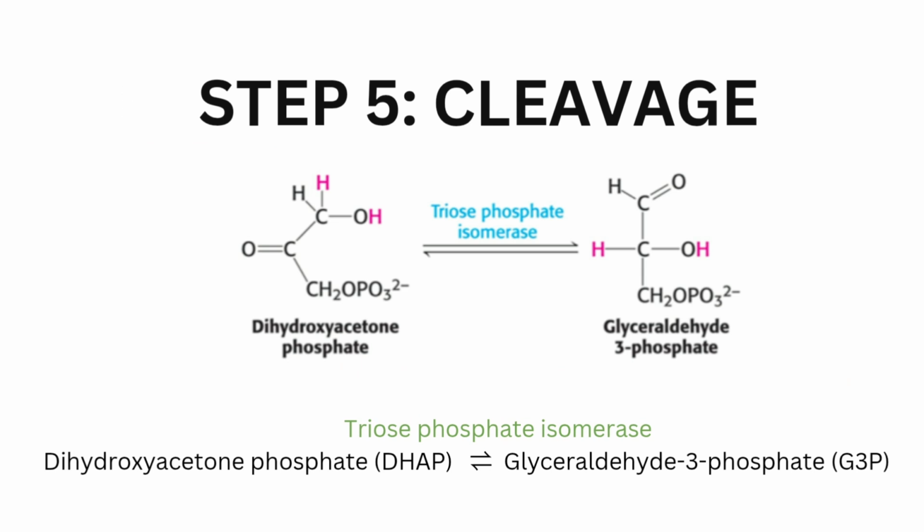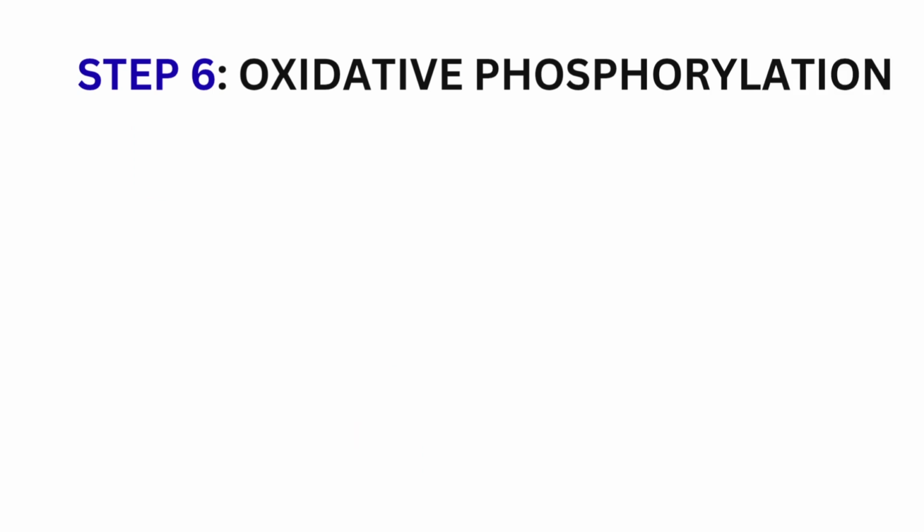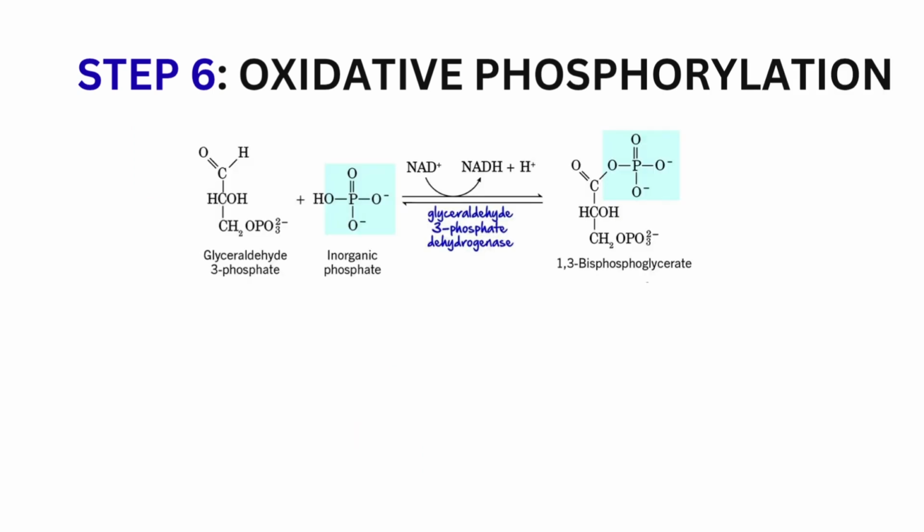As a result, from one molecule of glucose, we finally obtain two molecules of G3P, which will now enter the energy generating phase of glycolysis. From this point onwards, glycolysis enters the energy generating phase, which is also called the payoff phase, where ATP and NADH are produced. Now we enter reaction 6 of glycolysis, which marks the beginning of the energy generating phase.